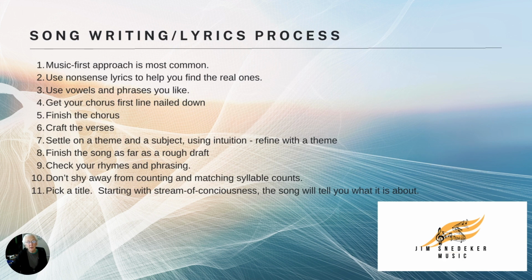Now we move into the lyrics writing process. Here are just 11 things to keep in mind as we walk through a process. This is just to help you get started with what a process might look like. First of all, most songs have a music first approach. To aid us in that, before we have lyrics, we use nonsense lyrics, and they help us to find the real ones. Use vowels and phrases you like. As you're singing some melody you like, just use a vowel you like. I like an E vowel. I use that a lot.